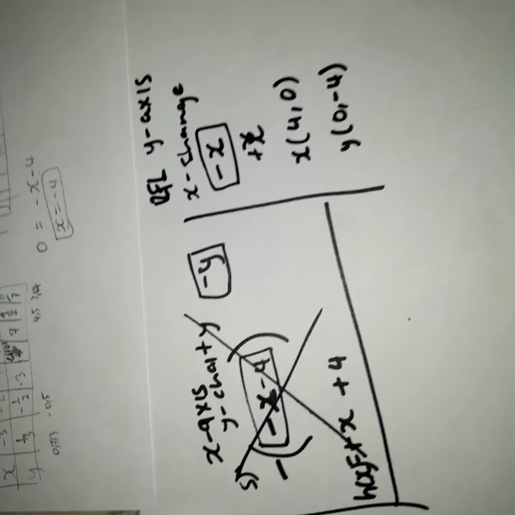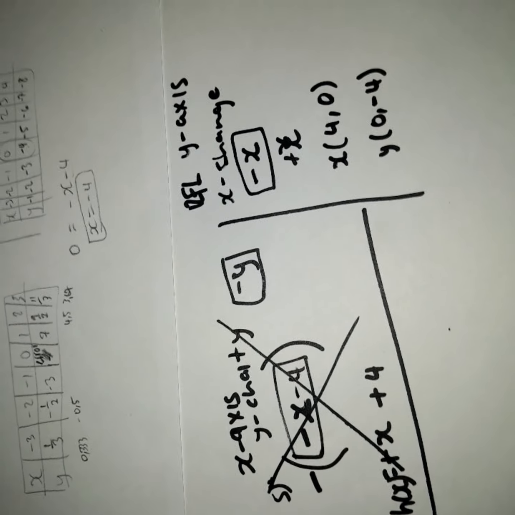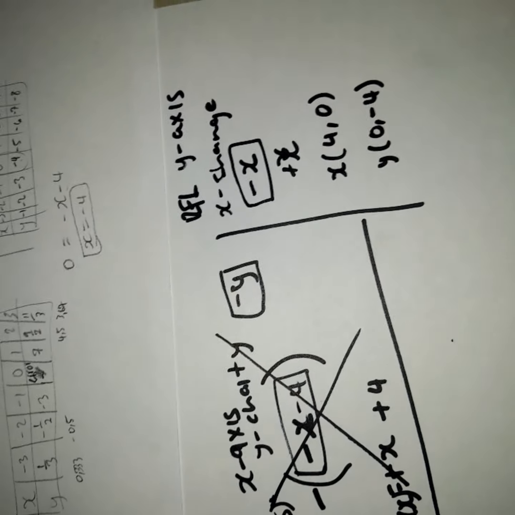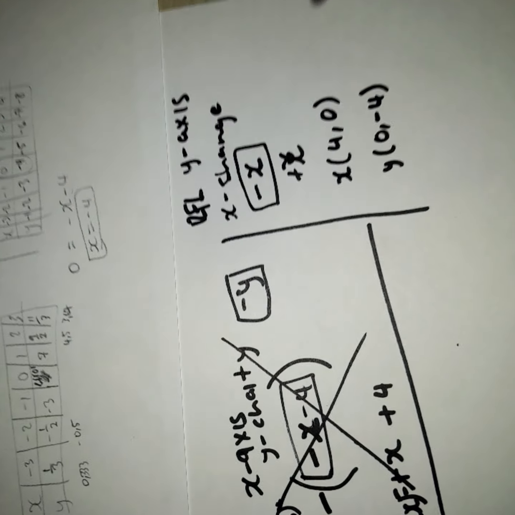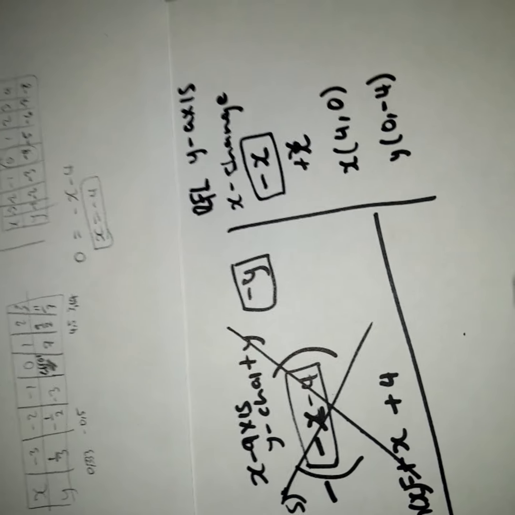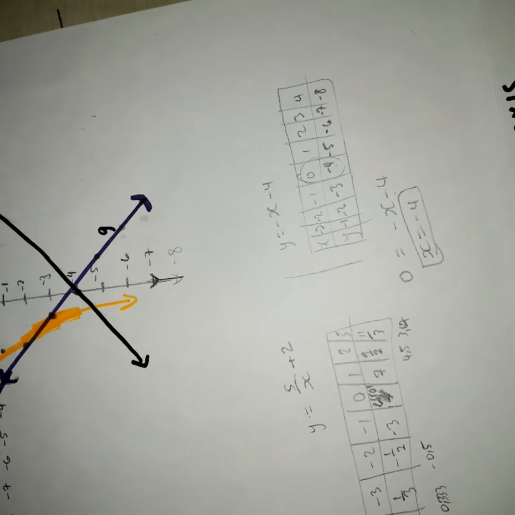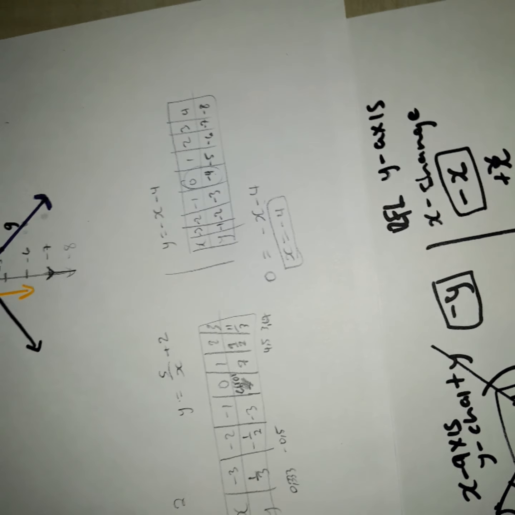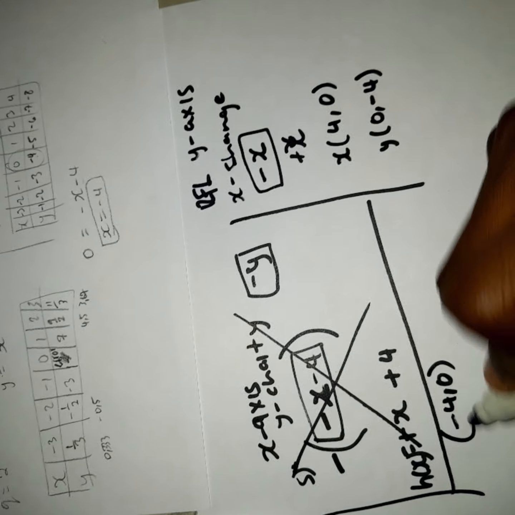So I'm still going to do the one of reflecting it over the x-axis, so our y value will change. I'm still going to use the same equation, this one. Our x-intercepts are negative 4 and 0, and our y-intercept is 0 and negative 4.